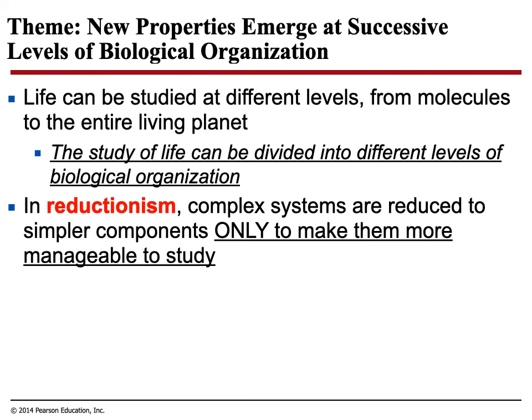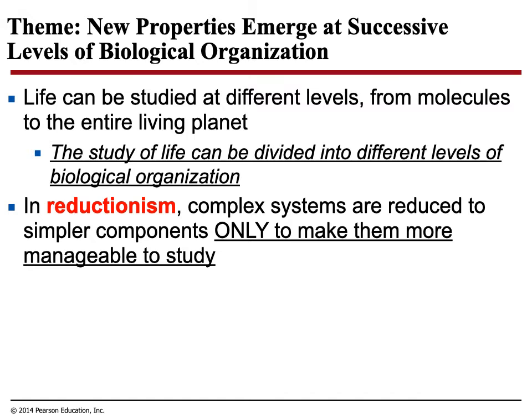So life can be studied and seems to be organized at successive levels. There's an important point that I want to make here, and I'm going to give you an article online to read that we can talk about related to this. Life can be studied at different levels because it seems to be organized at different levels, and we break those down. We label them, we divide them, and I want you to know it's kind of a false division.